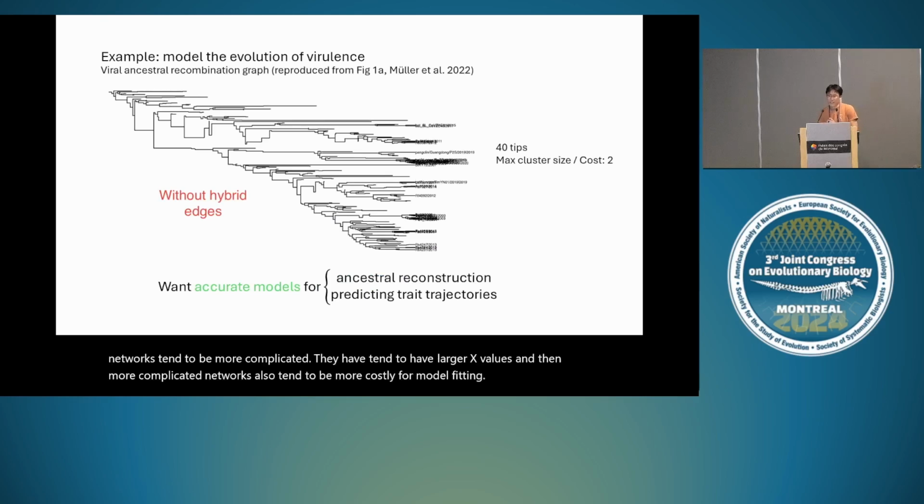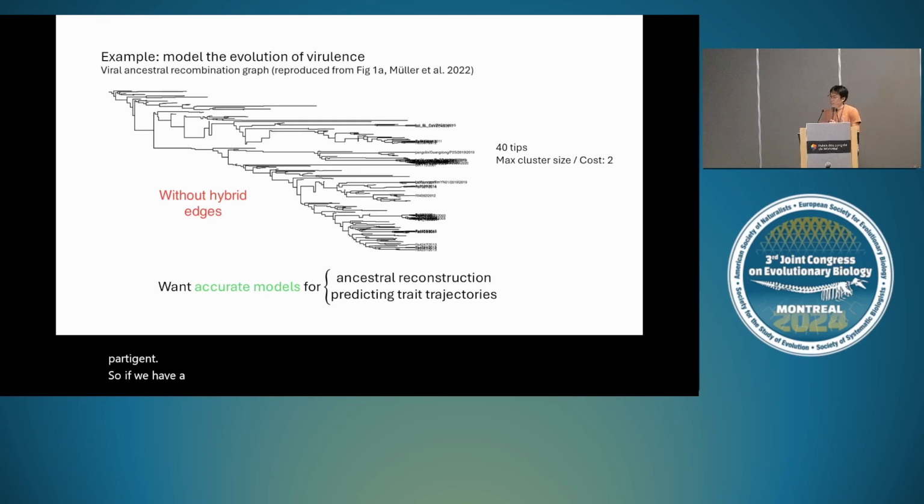Here's an example. Suppose we wanted to model how virulence evolves for some pathogen. If we have a tree with 40 tips, then evaluating a model on this phylogeny is not that costly because trees have low complexity. This thing that we call max cluster size, the y-axis value in the previous slide, is only 2 for trees, regardless of how large the trees are.